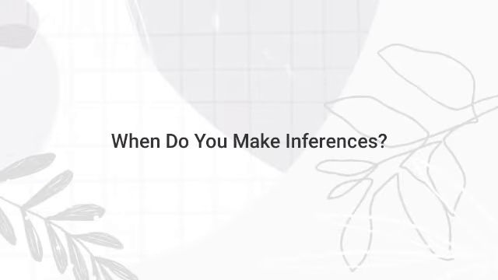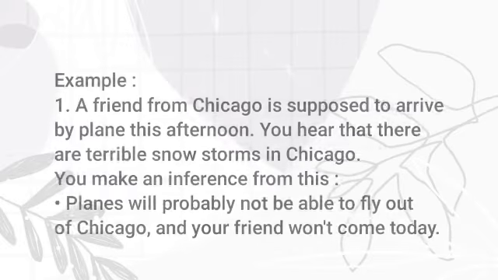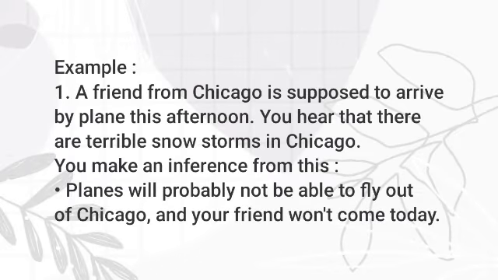Next, when do you make inferences? In everyday life, you often make inferences. For example, 1. A friend from Chicago is supposed to arrive by plane this afternoon. You hear that there are terrible snowstorms in Chicago. You make an inference from this. Planes will probably not be able to fly out of Chicago, and your friend won't come today.